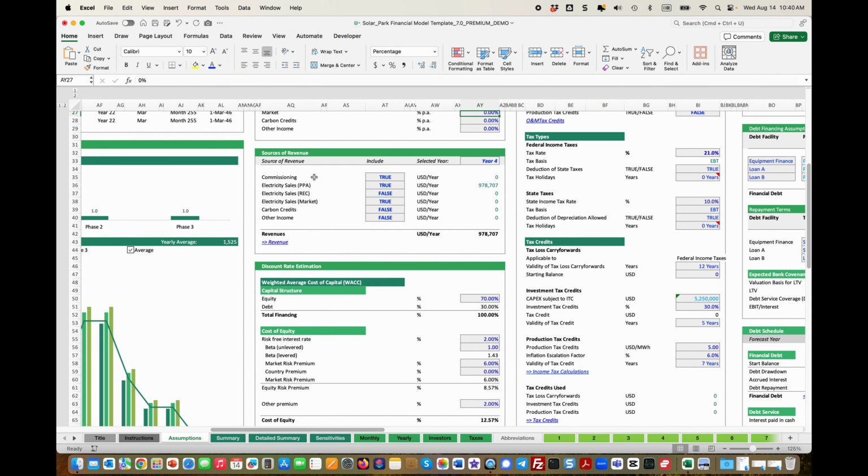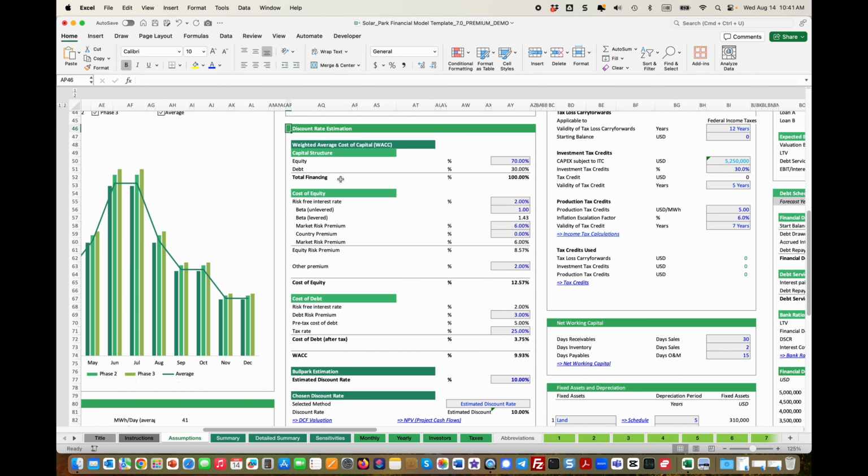Then we work through the sources of revenues, and we basically include the revenue source we want to include. The rest we exclude. Here in that case, we exclude carbon credits. I can also include that again. And so we have a quick view of how much revenues we can obtain per year. Here we have a way to estimate the cost of capital, the discount rate. So there are two ways to do it.